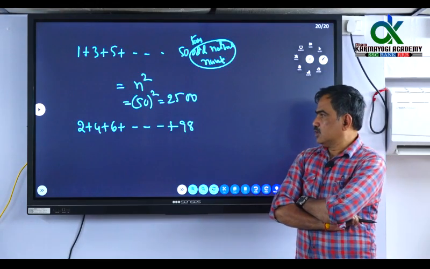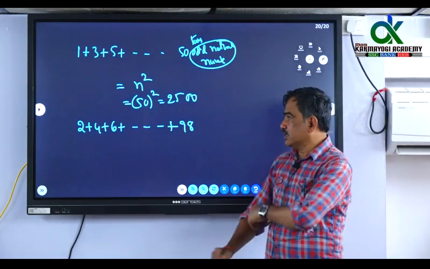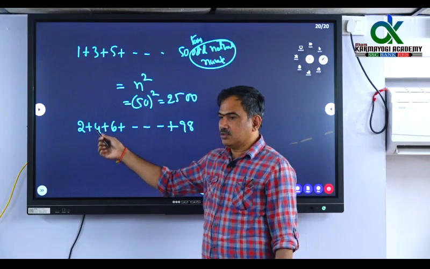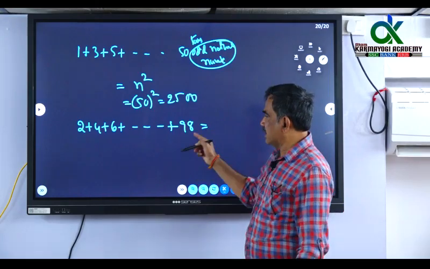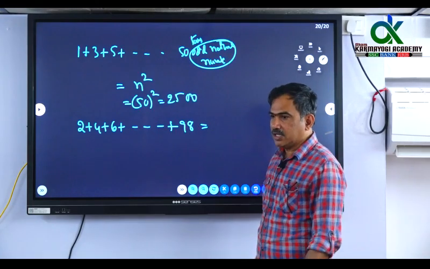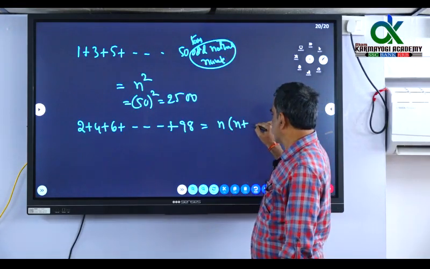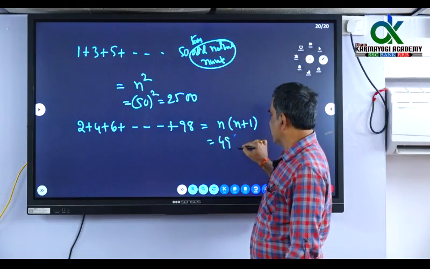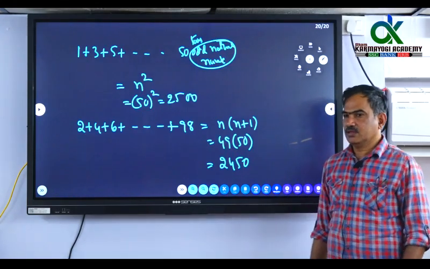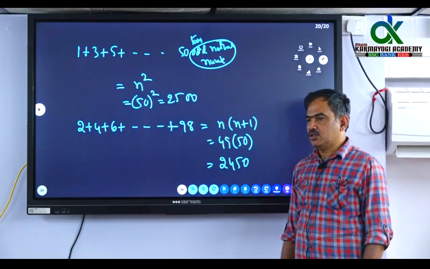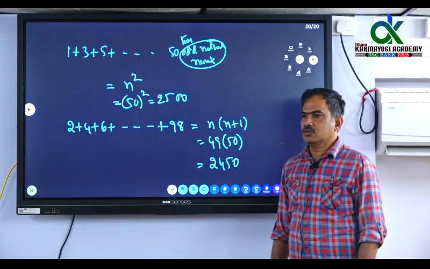See, 2 plus 4 plus 6 plus up to 98, how many terms are there? 2 ones are 2, 2 twos are 4, 2 forty-nines are 98. So how many are there? 49 terms are there. If 49 even natural numbers are there, then what is the formula? Sum of even natural numbers formula, n into n plus 1. 49 into 50. So the answer is 2450. Okay, so I want to stop here.